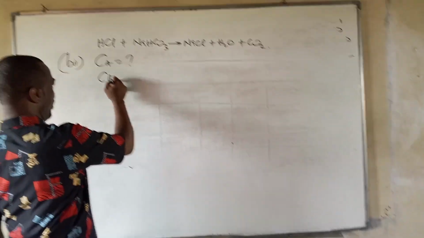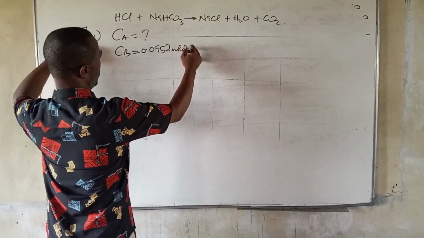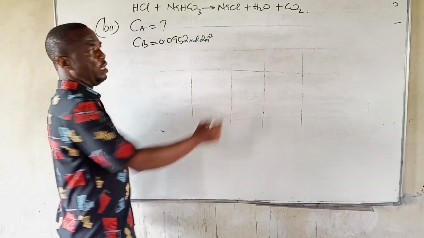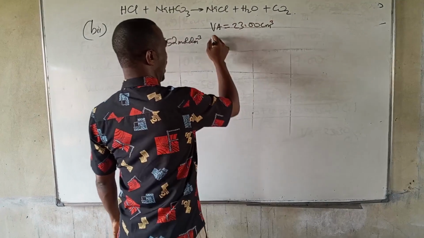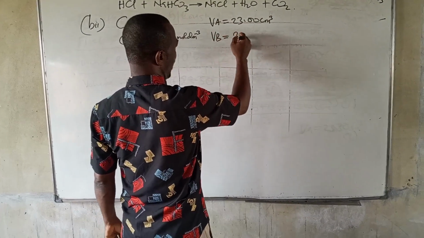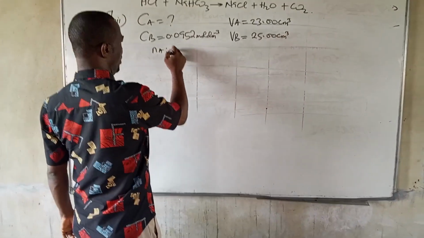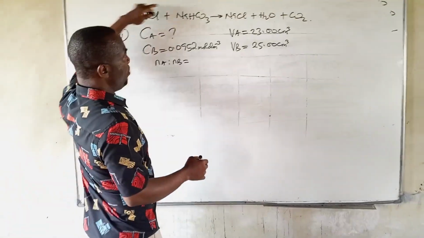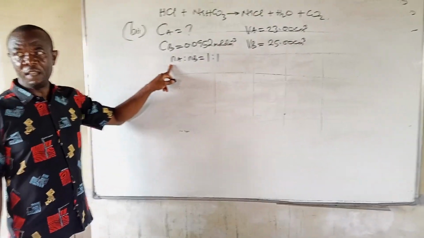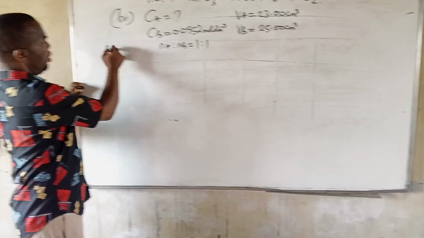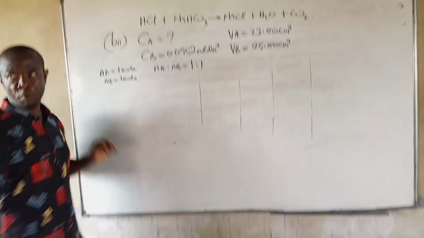We obtained our CB already from question 1 as 0.0952. Our VA is from the table, 23.00 cm cube. Our VB, the pipette, is 25.00 cm cube. The ratio of NA to NB, NA is the acid, NB is the base, is 1:1. If we separate them and write them differently, NA will be 1 mole, NB 1 mole. They're separated, but you want to write them in the form of a ratio.